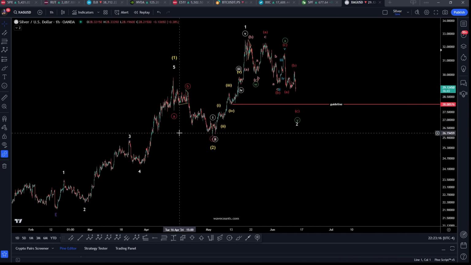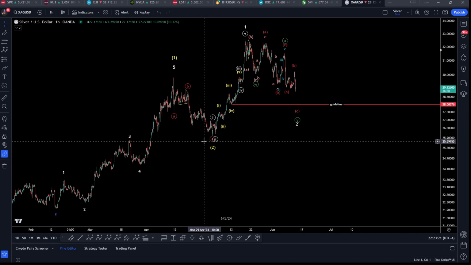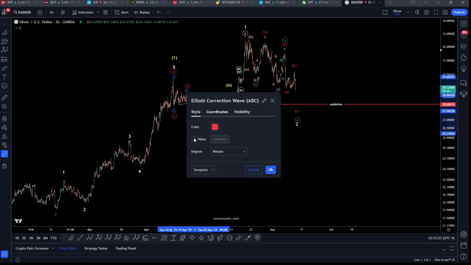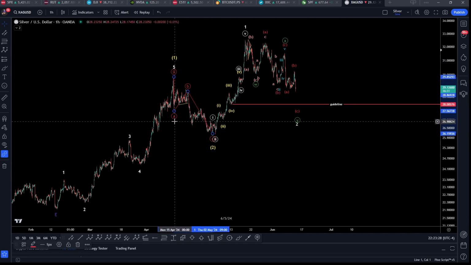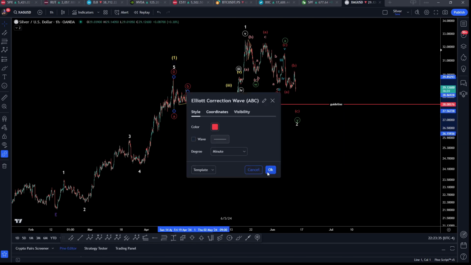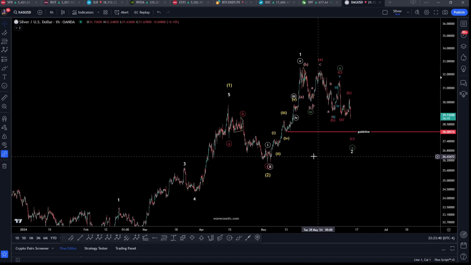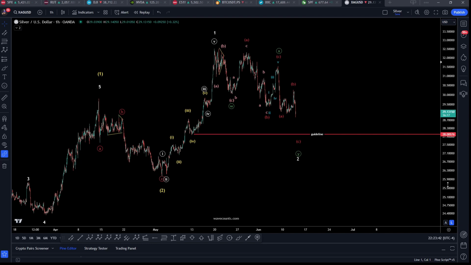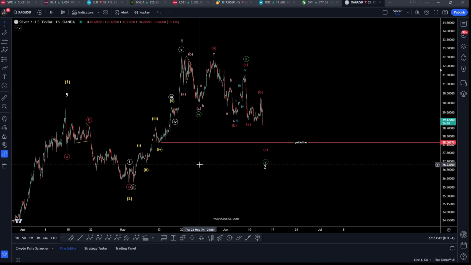Okay, so here again, expressing alternation in this zigzag here. This one, let me make the wave so you could see it. This zigzag, second wave, expressing alternation where the A was quick, little triangle B, and an intricately subdivided and elongated C wave. Alternation, friends. Off of that low, 5 up with an extended third. 1, 2, 3, 1, 2, 1, 2, 3, 4, 3, 4, 5. Just like that.